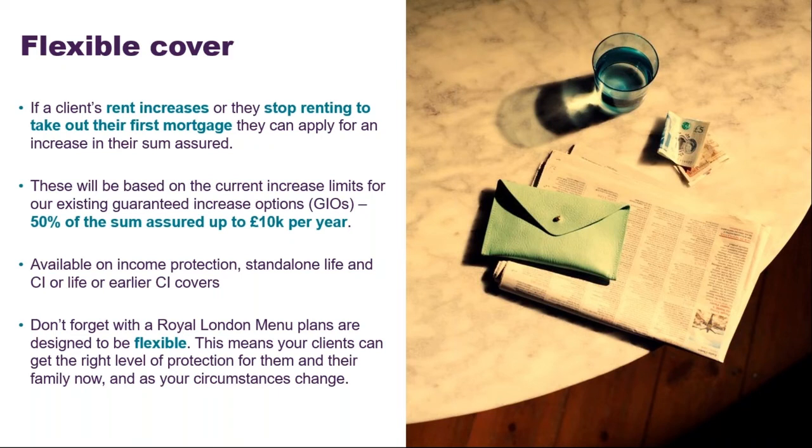This will be based on the current increased limits for our GIOs, those guaranteed insurability options, and that's 50% of the sum assured, up to £10,000 per year for cover payable as regular payments, and £200,000 for cover payable as a lump sum. And it's available on all our income protection, standalone life, standalone critical illness, or life or earlier critical illness. And of course, our Royal London menu plan is absolutely designed to be flexible to change as their career, family, and housing evolve.